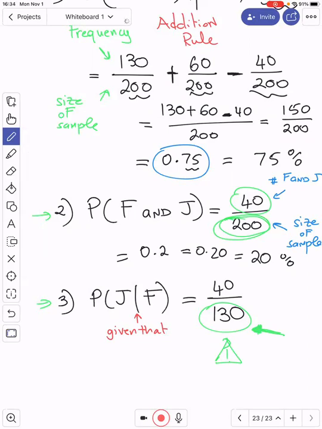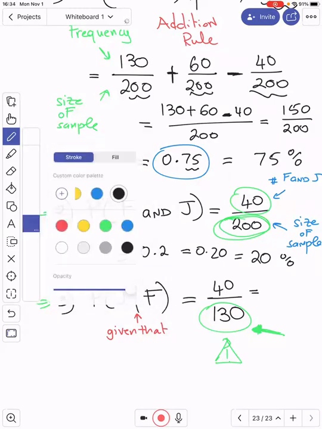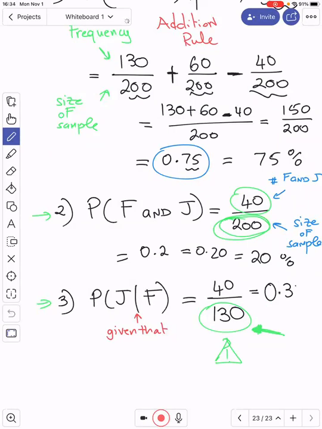Let's see, this is actually equal to. Let me check my notes. Okay, this is equal to 0.30, which is 30%.